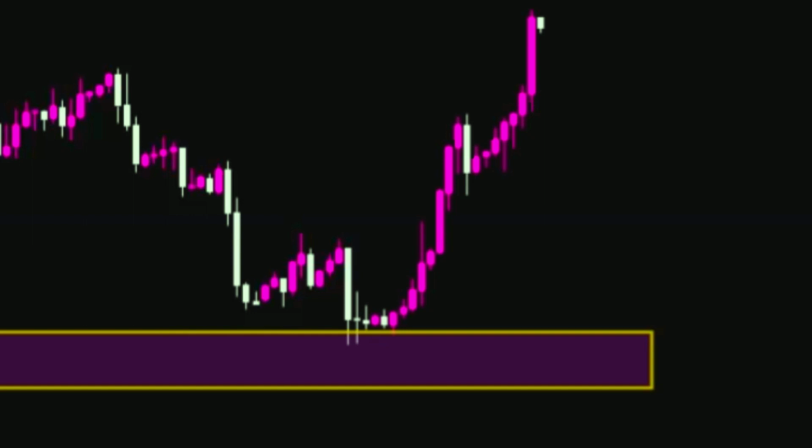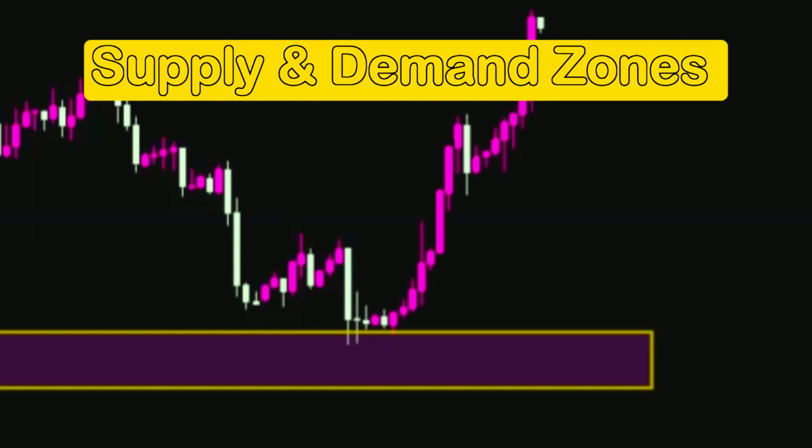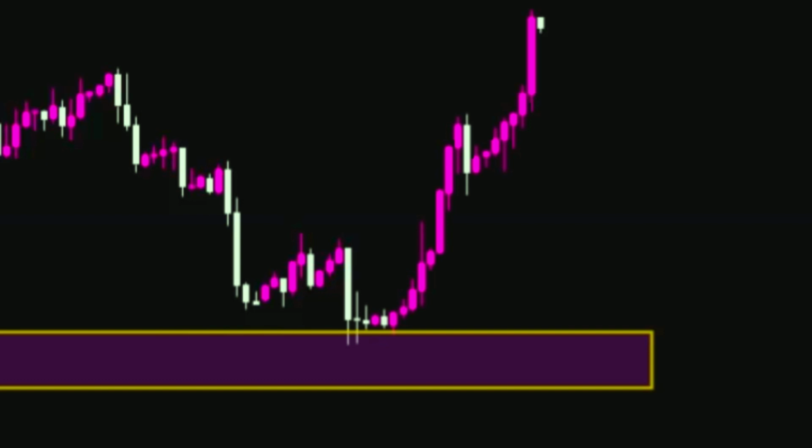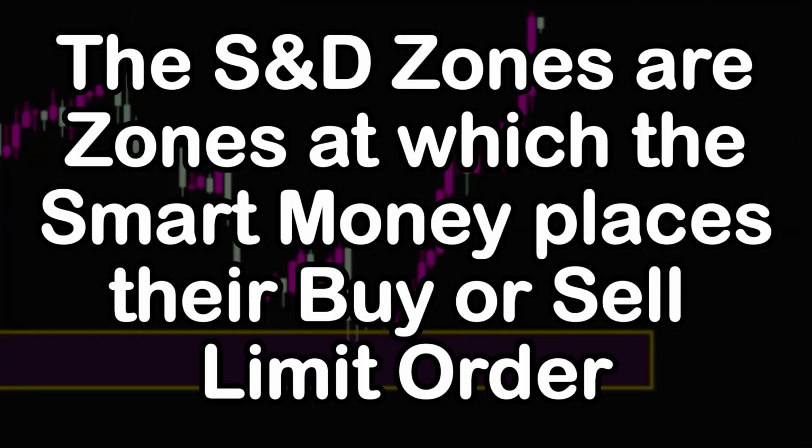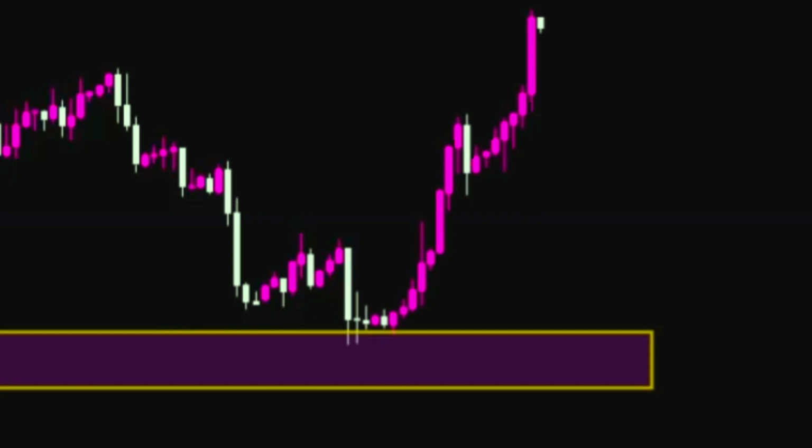Let us move to the fourth concept of this video, which is supply and demand zones. The supply and demand zones are basically the zones at which a lot of sell as well as buy limit orders are being set. The correct way to trade the supply and demand zones is to plot them from the higher time frame, and then switch over to the lower time frame for confirmation and entry, as the market has the tendency to respect the supply and demand zones of the higher time frame more than those of the lower time frame.